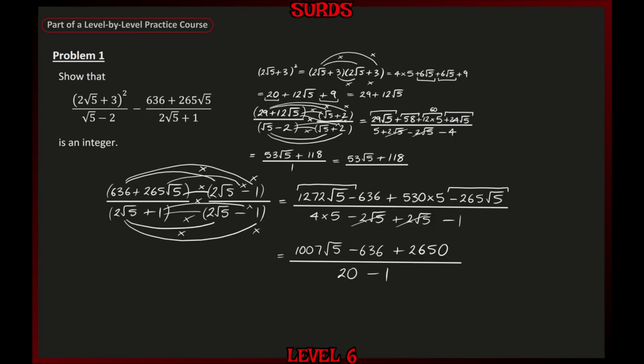Now, staying with the numerator, we can simplify this. So we have 1007 root 5, and minus 636 plus 2650 gives us plus 2014. And on our denominator, 20 minus 1 gives us 19. Now we can check to see whether 1007 and 2014 are multiples of 19, and they actually are. And what this means is that we can simplify the numerator further.